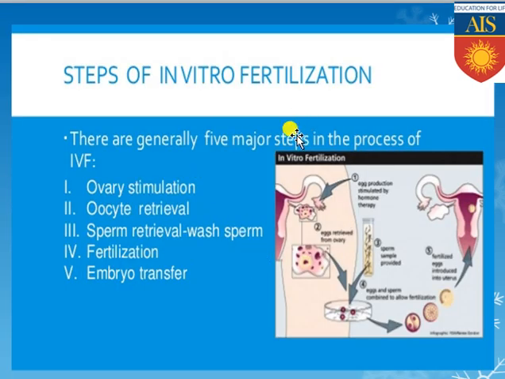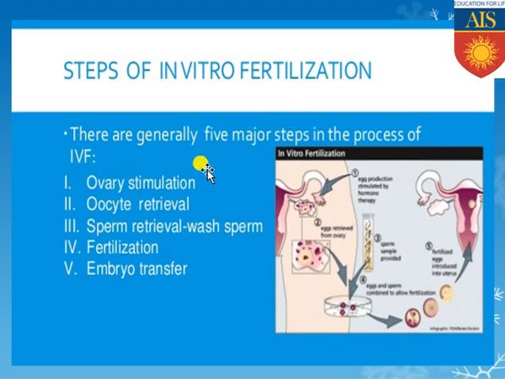Let's see the procedure. The steps of in vitro fertilization are mainly 5 steps. First of all, we need to stimulate the ovary of the female by FSH and LH injection. Why? Because if the ovary gets stimulated, multiple ovum will be produced at a time. After stimulation, the oocyte will be retrieved. Oocyte means secondary oocyte, or ovum, I am talking about. So the oocyte will be removed from the female body.